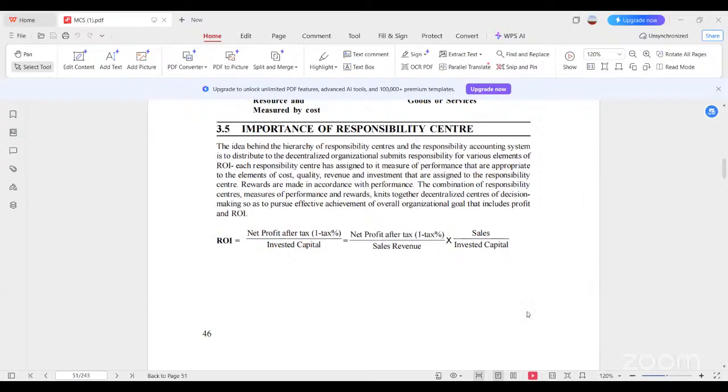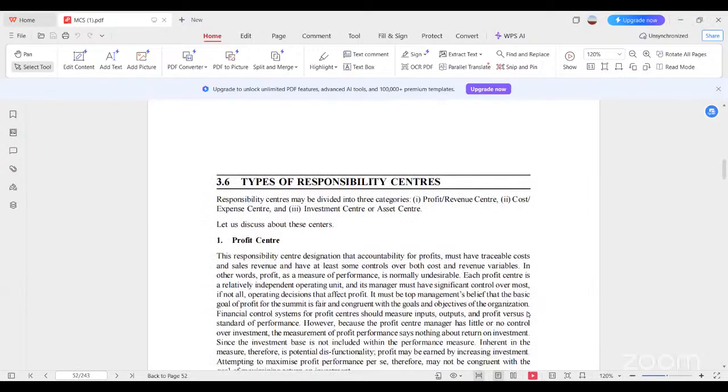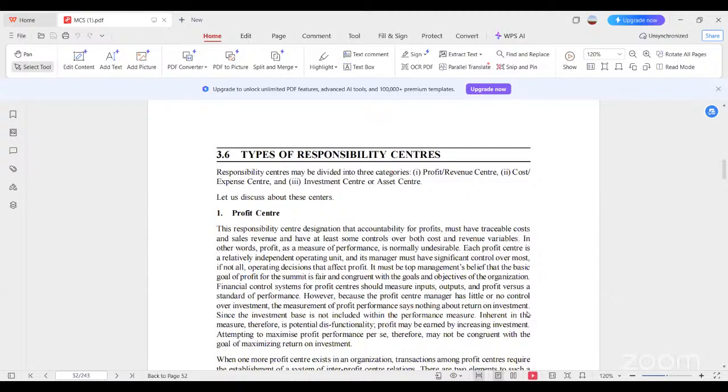Now you have different types of responsibility centers. The first is your profit center, second is your cost center, third is your investment center. First, coming towards your profit center. A profit center is a unit of the organization where the manager is responsible for both revenues and costs, and therefore it is accountable for profits, because profit is nothing but revenue minus cost.